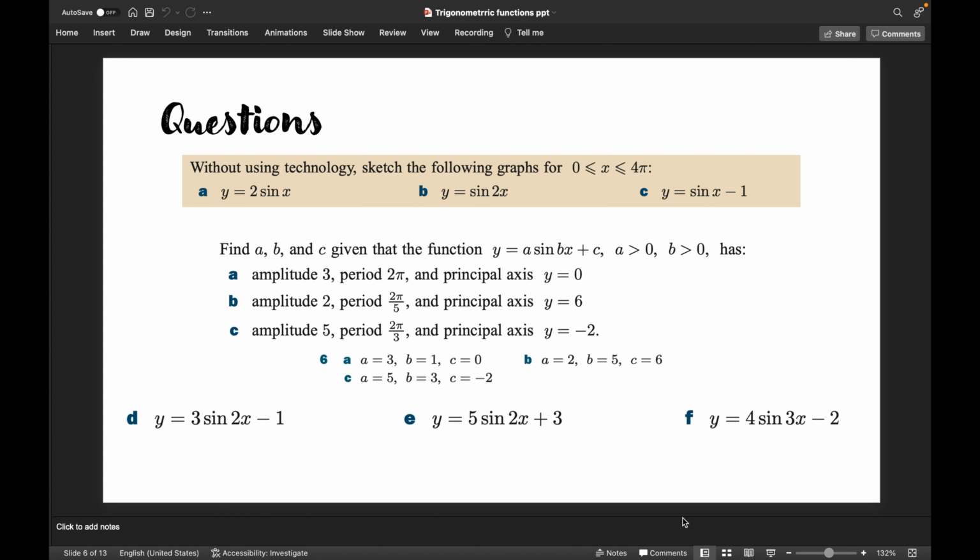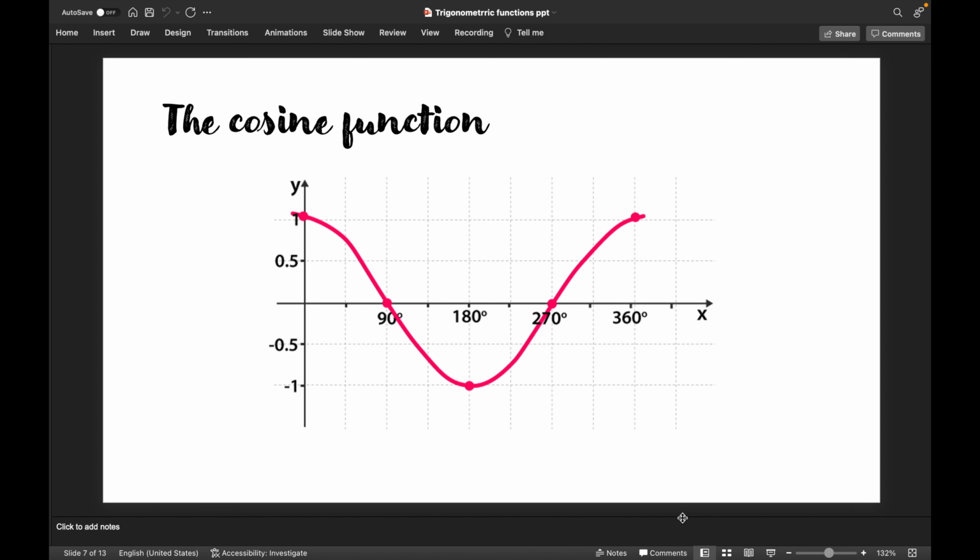Now that we've finished the questions, let's move on to the next topic, which is the cosine function. This is very similar to the sine function, except it is translated through the horizontal axis. It starts with 1, since cos 0 would be 1, and then you see the same pattern as you saw with the sine function. It's going to have zeros at 90 degrees and 270 degrees, and we have two maximums and one minimum, and the minimum occurs at 180 degrees.